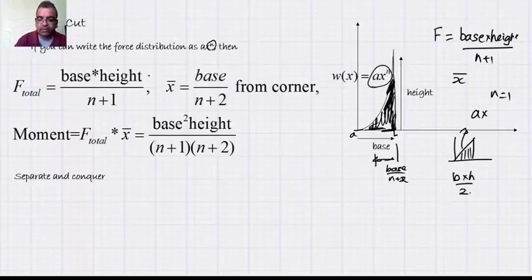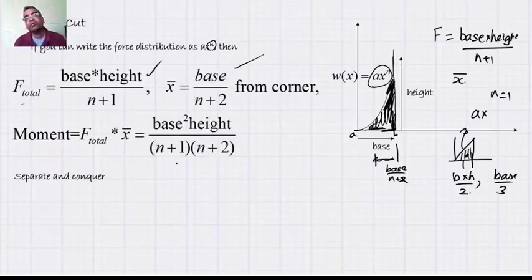Hey, that's exactly this. And if you want to calculate what is the centroid of the triangle, it is base over 3. It's 1/3 of the distance from the corner. Hey, that also works. And if you want to calculate the moment, it is this times that, which will give you base squared height over (n plus 1) times (n plus 2).